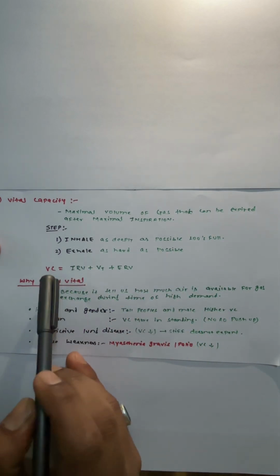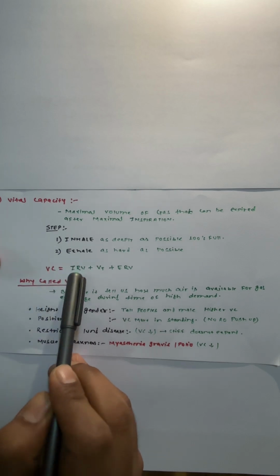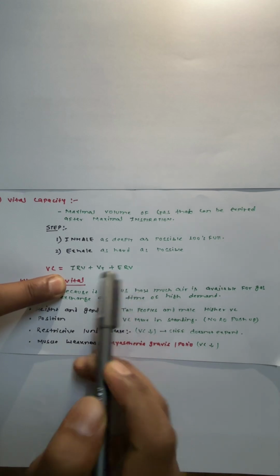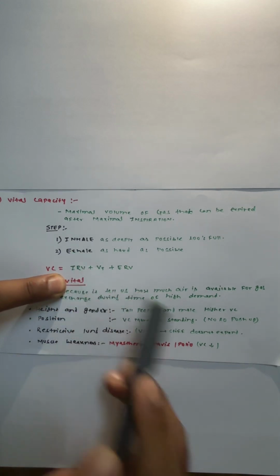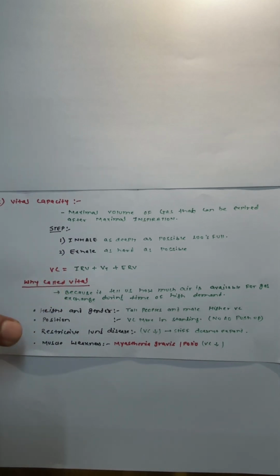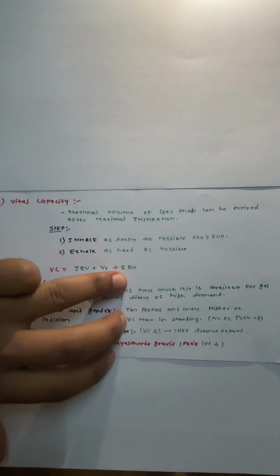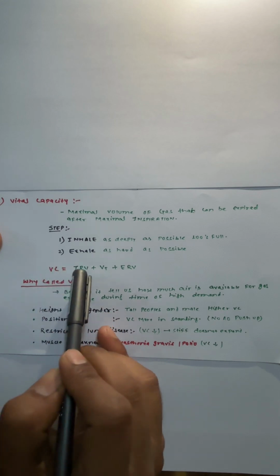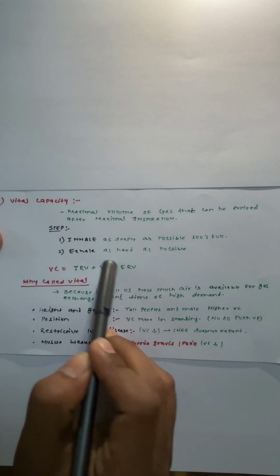The formula of vital capacity is inspiratory reserve volume plus tidal volume plus expiratory reserve volume. We all know inspiratory reserve volume is air that can still be breathed in after a normal inspiration. Expiratory reserve volume is air that can still be breathed out after a normal expiration. Tidal volume is air that moves into lungs with each quiet inspiration. So the formula is IRV plus tidal volume plus ERV.